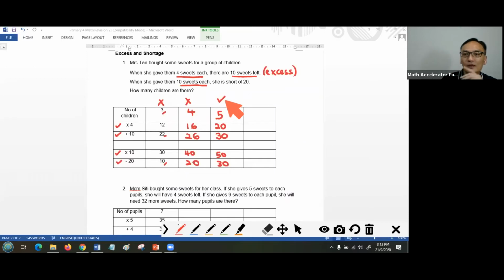Right? This is the correct combination, right? Number of children is the first row. And we're asking you how many children are there. So the correct answer should be 5, right? So your answer is 5. Right, 5 is your answer over here.